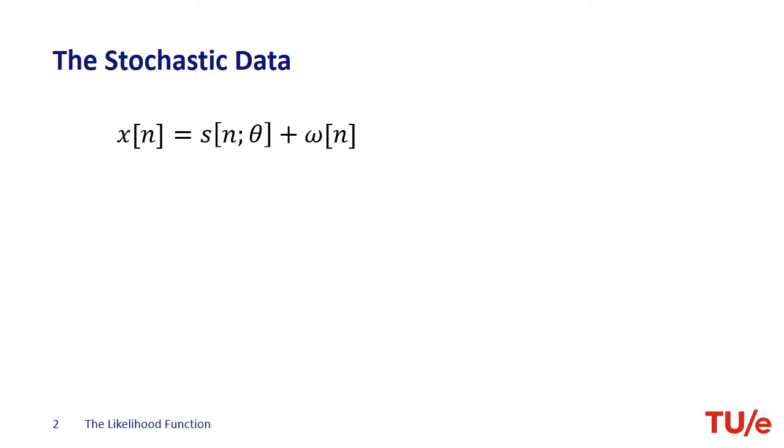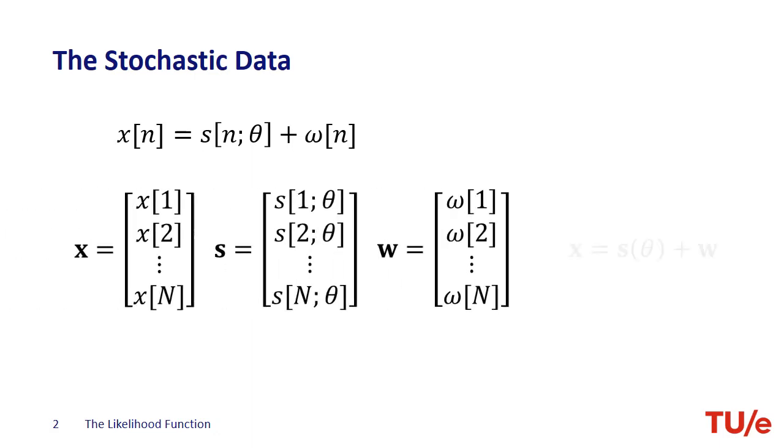But this formulation considers only one data sample. Let us think about a data set. A data vector x that consists of capital N such samples is generated by the signal model vector s with additive noise vector w. Now, if the signal model is deterministic, where is the randomness of the data coming from? The stochastic part is coming from the noise.